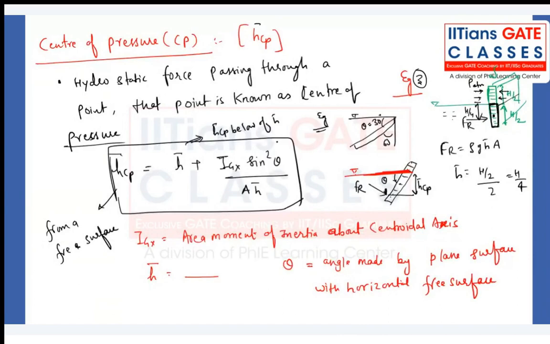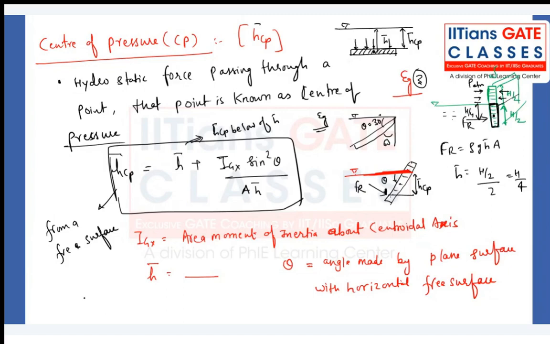So when theta is zero, h bar cp will coincide with h bar, just like a horizontal plate immersed in a liquid. In that case, the center of gravity will be at exactly the same height as the center of pressure. That is very common sense, right? This is a liquid surface and we have the plate. The centroid is at h bar, and where exactly the pressure force acts is at a distance h bar cp. Both will coincide when theta is zero, for a horizontal plate.